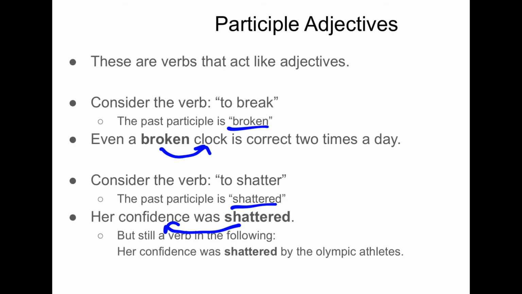So any participle that follows a linking verb and that clearly describes the subject may be identified as a subject complement. Confidence equals shattered. But a participle that follows a linking verb but denotes action should be described as the main verb following its auxiliary, as in was would be the helping verb and shattered would be an action verb.